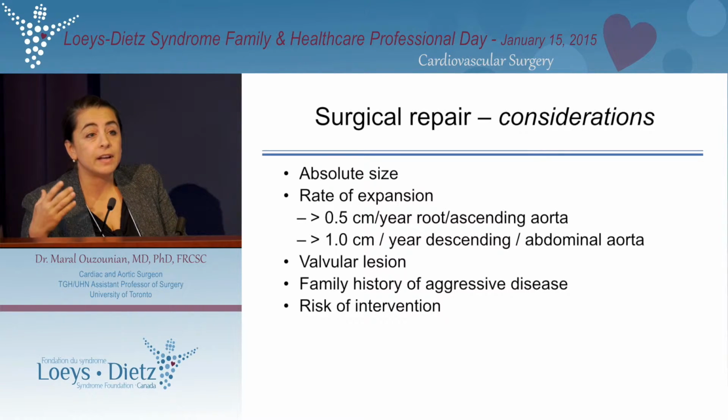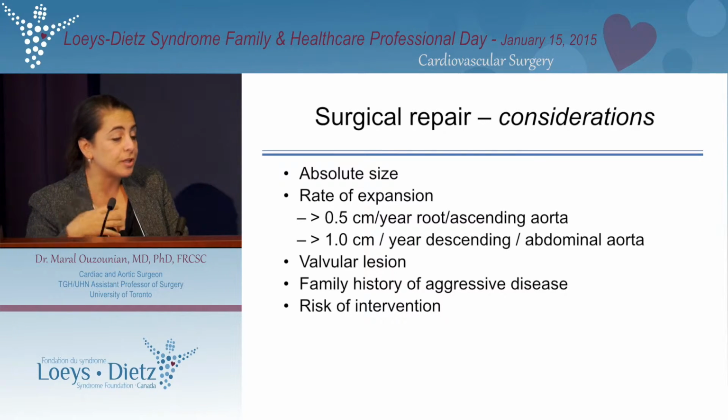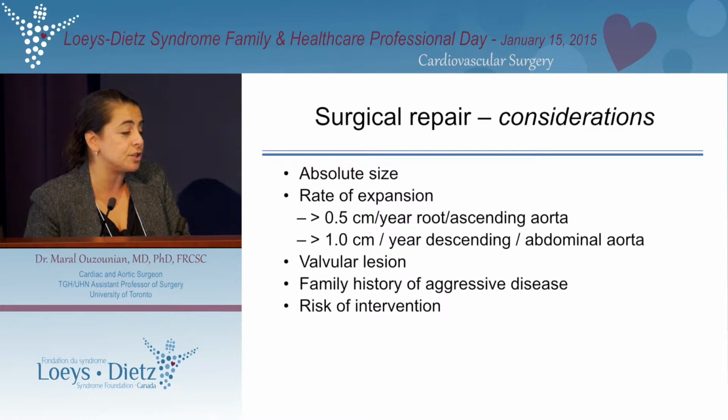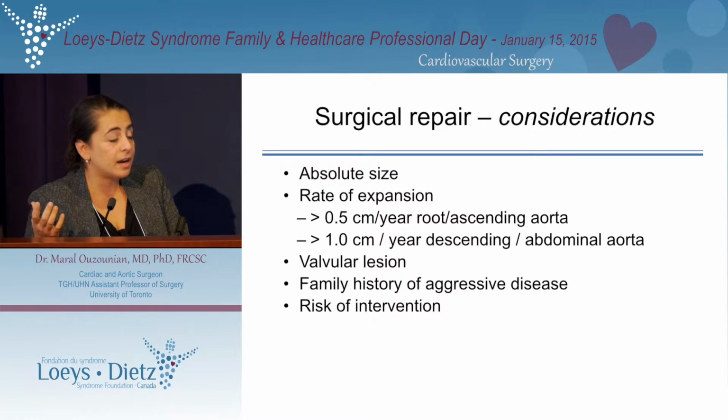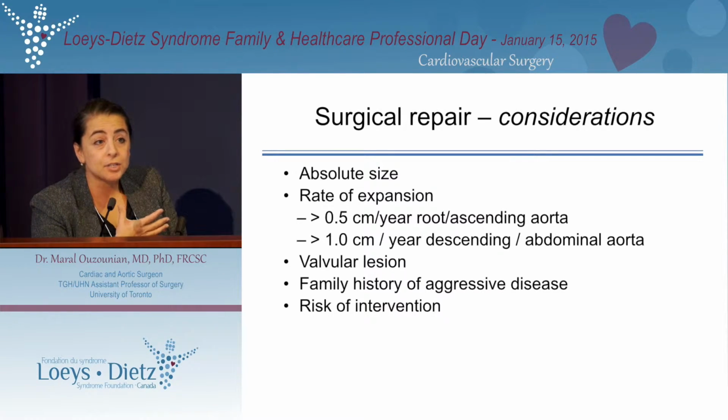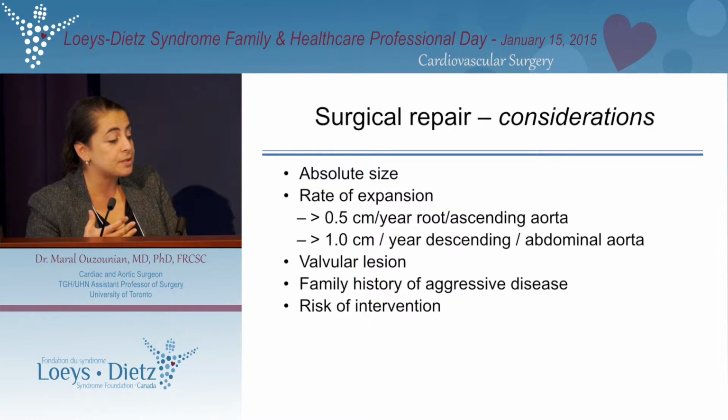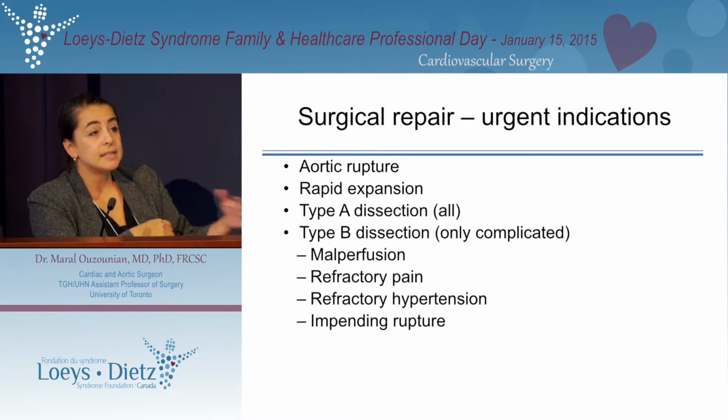A family history of aggressive disease, so a history in the family of patients rupturing or dissecting at earlier thresholds, would certainly warrant for us an earlier intervention. And we balance all of those things with the risk of intervention. So an aortic root replacement in an experienced surgeon's hands is a low-risk operation, whereas a redo complex arch surgery or an extensive thoracoabdominal replacement is a high-risk procedure, even in experienced centers. So that's in the elective setting.